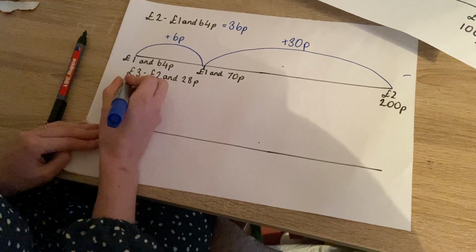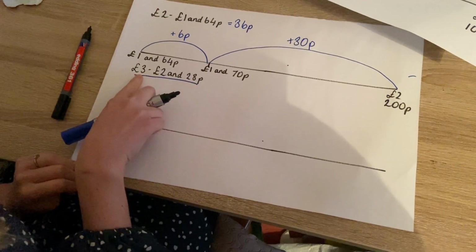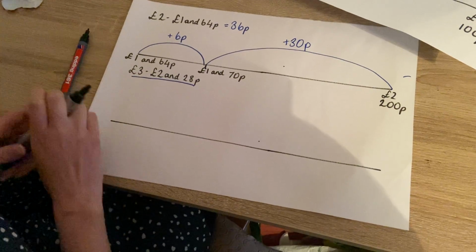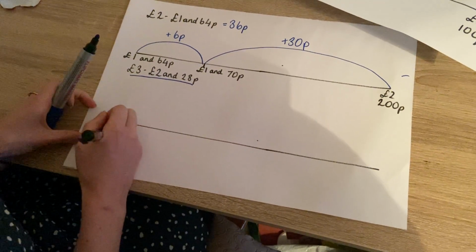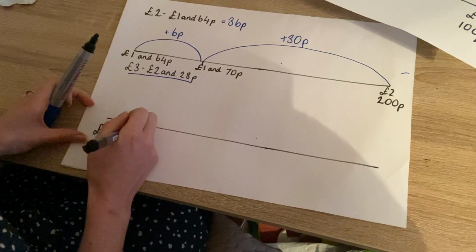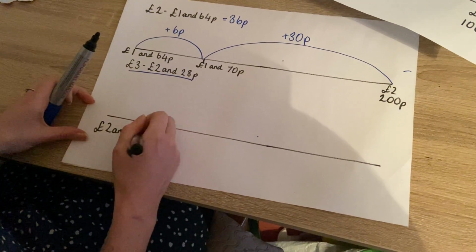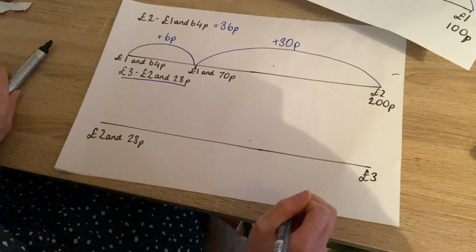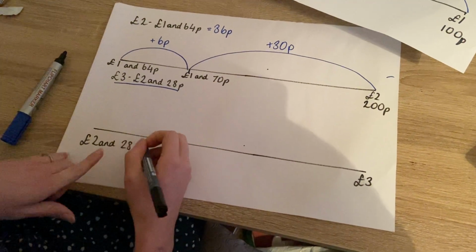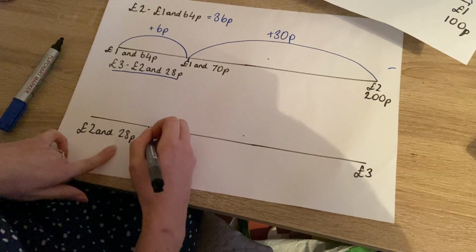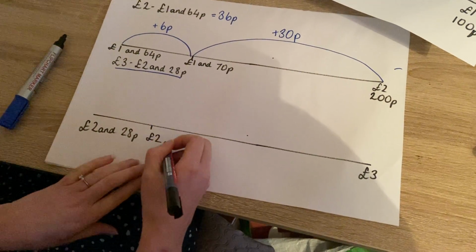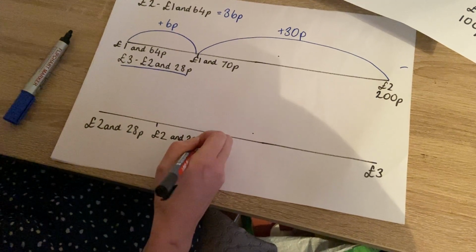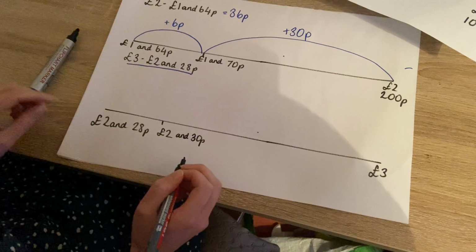Okay, one final example that I'll show you. Or you might like to pause the video and have a go at it yourself. So it's £3 subtract £2 and 28p. Okay, now I'm going to start with the amount I'm subtracting at the bottom, which is £2 and 28p. And then I'm counting up on my number line to £3. Okay, so I'm going to go from £2 and 28p to the next multiple of 10. So after 20 comes 30, doesn't it? So I'm going up to £2 and 30p.